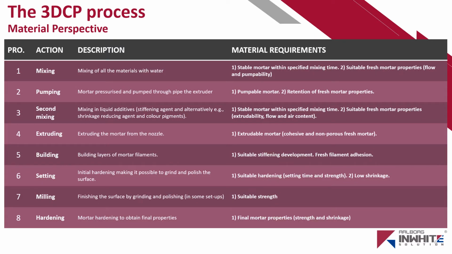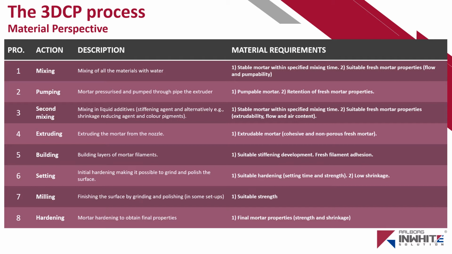Now the focus will be on the material side of the process. The producer is the one targeting the properties of the mortar or concrete in each phase because it needs to fit their own production method. That is the reason why I cannot give any target values for fresh or mechanical properties. In the table, the process is broken into 8 steps, and for each step, the material requirements are specified.